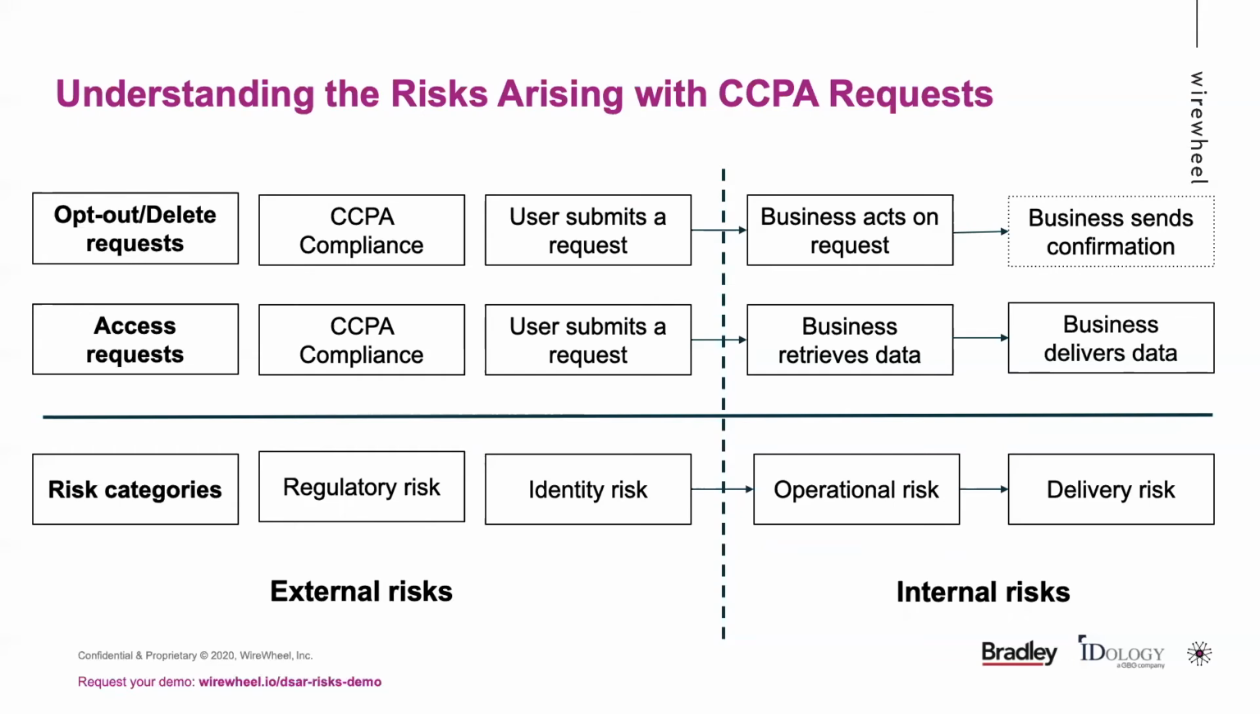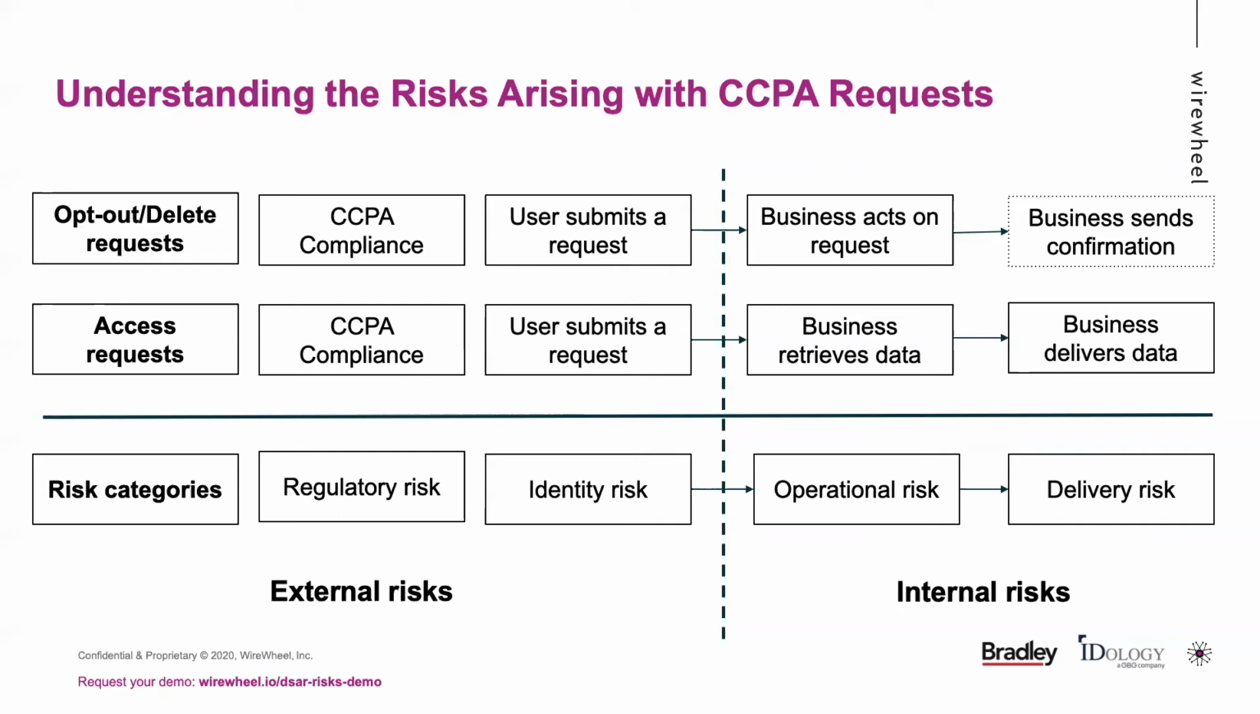So do you act on the risk? Do you confirm the information? Are you aware of the information that you have? Going back to the basics of conducting a data inventory and a risk register, and having that knowledge about the information you have and what's requested within each of these categories. But as we drop down to the bottom half of the chart and look at the external risks around risk categories, specifically with CCPA requests, we're focused on regulatory risk and identity risk.